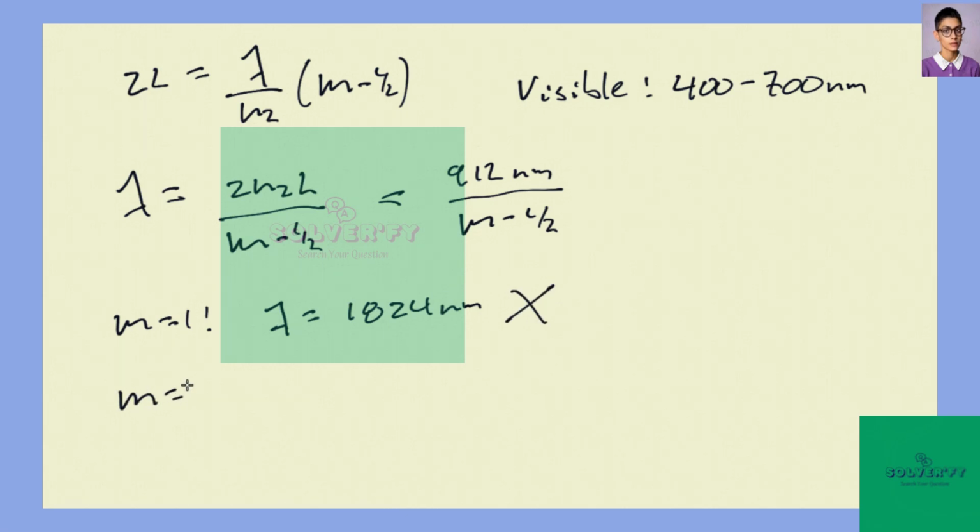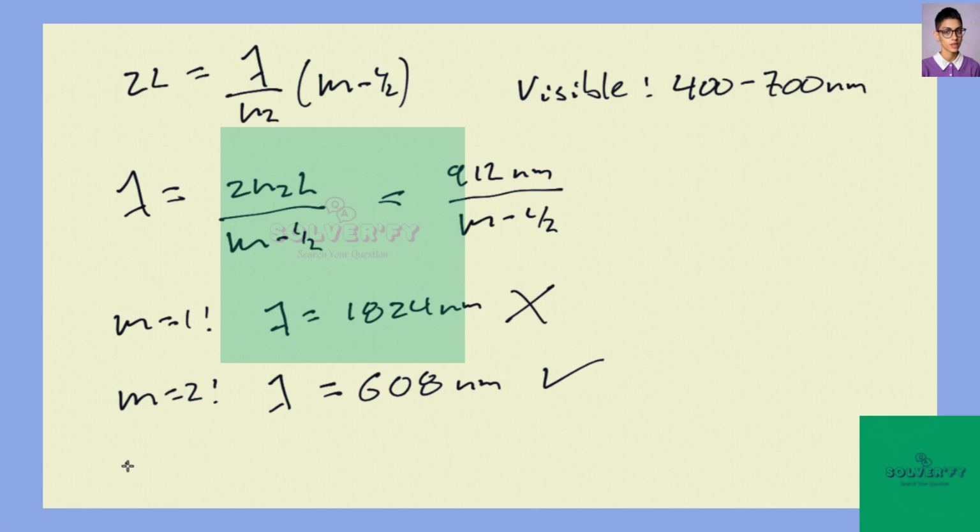Try m equals 2. Now we have that lambda equals, so m minus 1/2 will be 2 minus 1/2, which is 1.5. So we have 912 divided by 1.5, which works out to 608 nanometers. And that is in the visible spectrum here.